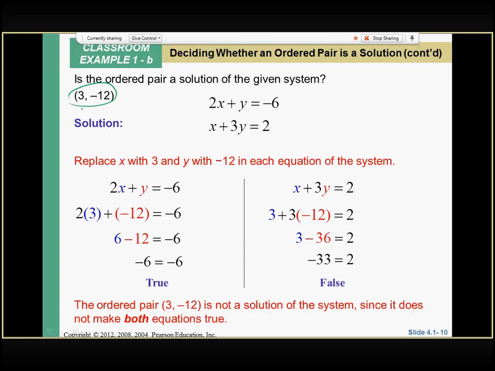We've got (3, -2). We plugged it into equation A, and it ends up being true. So that means it's a point on that line. But if you plug it into equation B, that's false. So overall, you would say it's not a solution of the system. It's not a point on this line. So if it's not a point on a line, then it can't be the point of intersection.